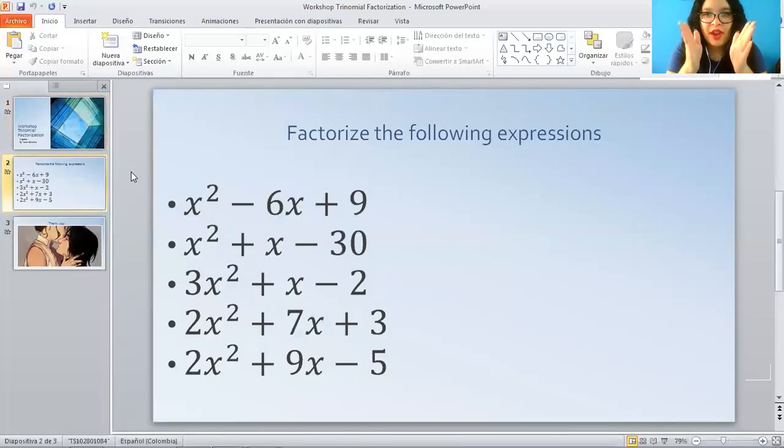You're going to factorize these following expressions. We have 1, 2, 3, 4, 5 as always. And what you're going to do here is you're going to identify in which case of factorization of trinomials you are, and what you need to make the factorization of the trinomial, okay?